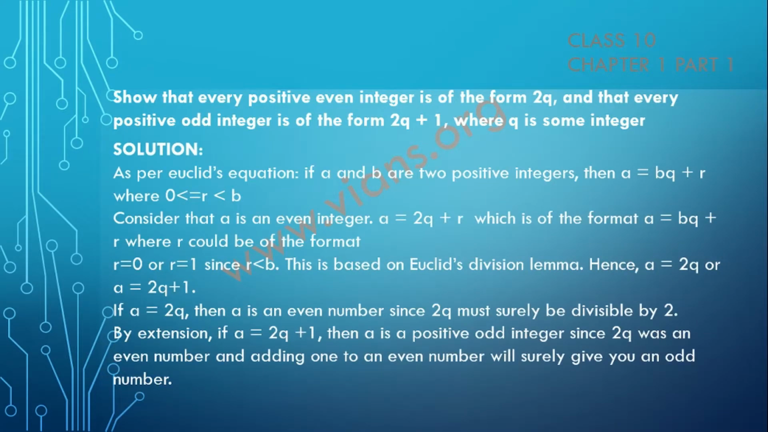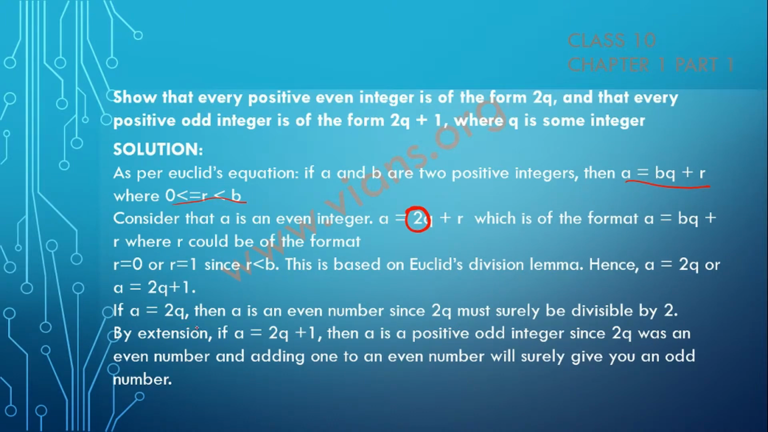Now, how are you going to do this? As per Euclid's lemma, you know that a = bq + r. This is your basic Euclid's lemma formula. You know that for this, 0 ≤ r < b. Now, if you consider that a = 2q + r, then your r has to be either 0 or 1, since r has to be less than b, and this is your b in this particular case. So it has to be 0 or 1. So a is either equal to 2q or a is equal to 2q plus 1.